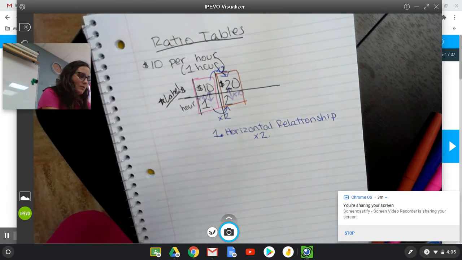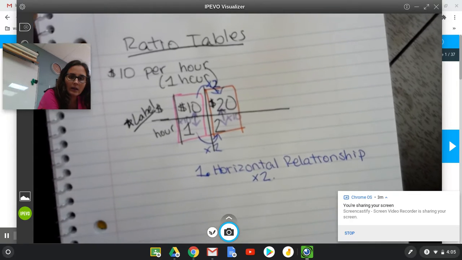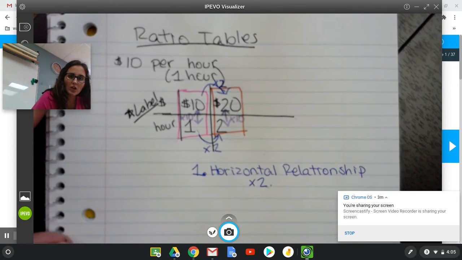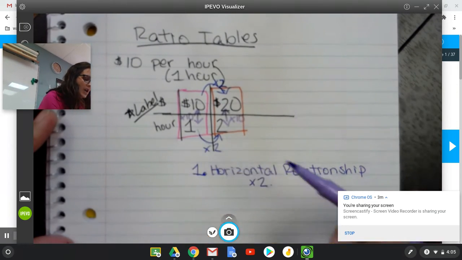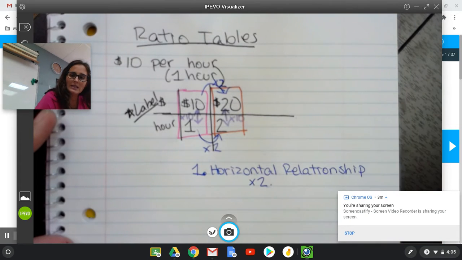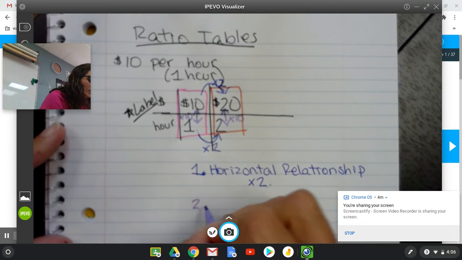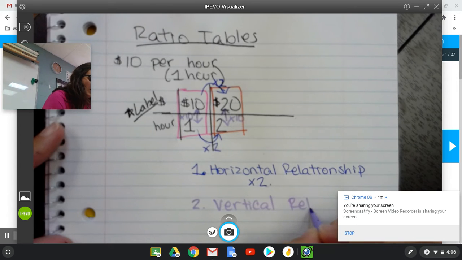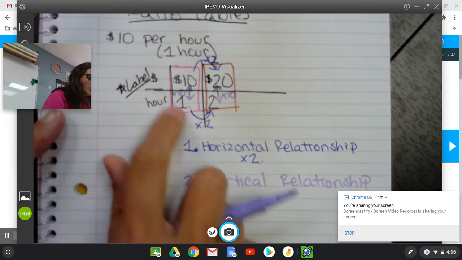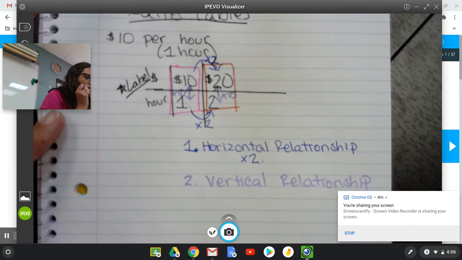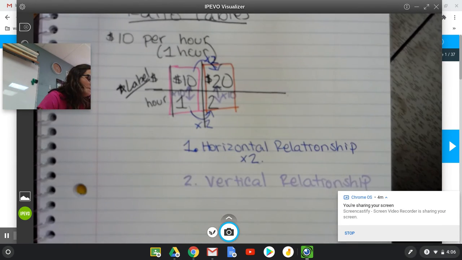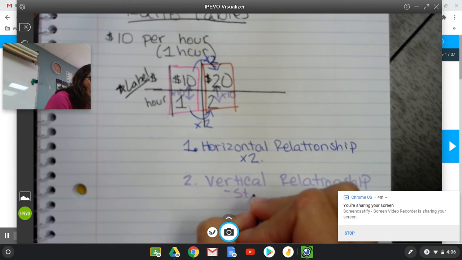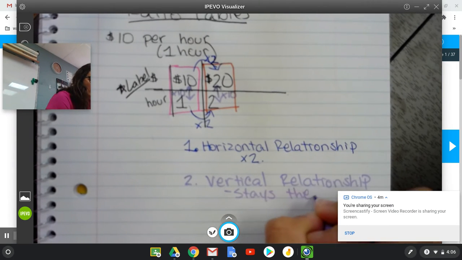In order for these ratios to be equivalent, the vertical relationship remains the same. So the vertical relationship is going to remain the same. So 2 is the vertical relationship in our ratio table. There's a horizontal relationship, which we talked about, and a vertical relationship that we talked about. So the vertical relationship always stays the same.